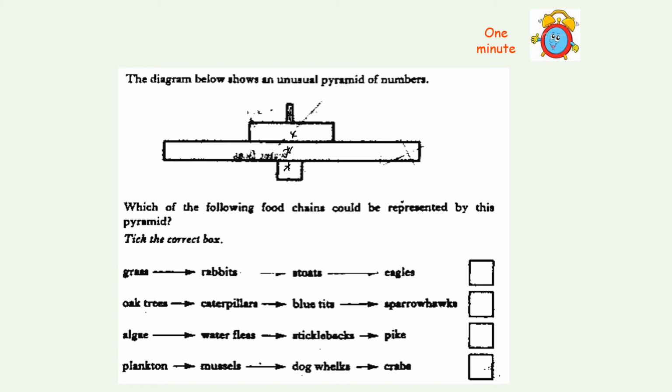And then we need to look at the bottom. So is it got a large number or is it got a small number? And if we know if it's got a small base, then it's got to be a tree. So the only one it can be is the oak tree, and then caterpillar, then blue tits and sparrowhawk. So it's got only one tree, and then it'll have lots more caterpillars, and then it'll have less blue tits and then less sparrowhawk. So well done if you managed to select number 2.